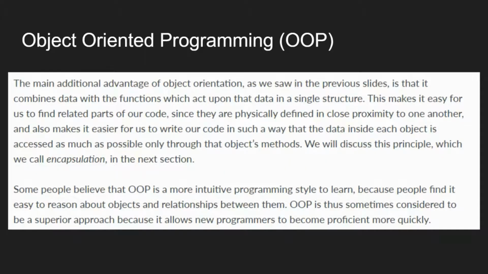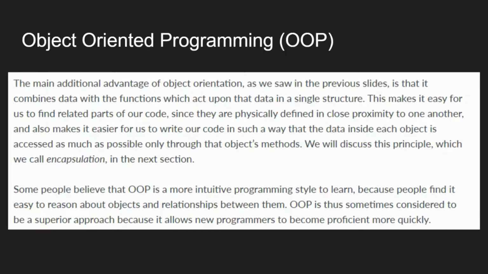The main additional advantage of object orientation, in addition to cleaning up your code, is that it combines data with the functions that act upon that very same data into a single structure. This makes it easy for us to find related parts of our code. Since they are physically defined, they're typed out close in proximity to one another because they're in the same class. And it makes it a lot easier for us to write our code in such a way that the data inside each object is accessed as much as possible only through that object's methods. And what I just said, we'll explore that. It's called encapsulation in a second.